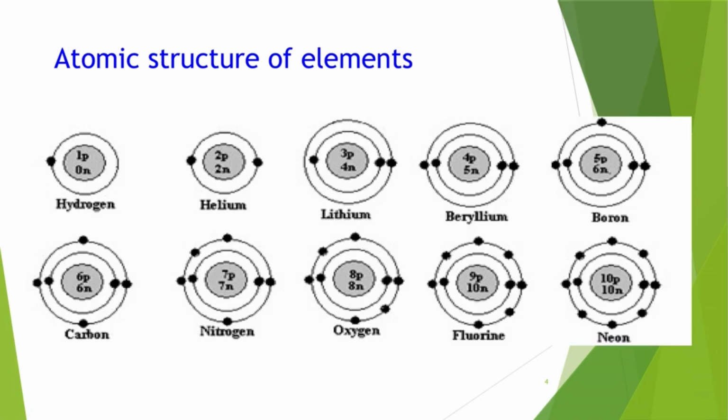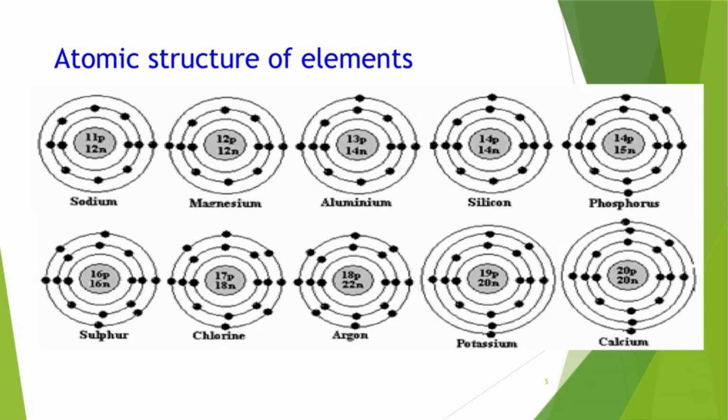The next element after neon is sodium. Next slide. In sodium, what happened? Atomic number is 11 and its electronic configuration is 2 8 1. In the atomic structure it is shown like that. How many shells are there? 3 shells are there, in which all 11 electrons are adjusted, and the outermost shell contains 1 electron. Magnesium, how many electrons are in the outermost shell? 2. In aluminum, 3. In silicon, 4. In phosphorus, 5. Sulfur, 6. Chlorine, 7.